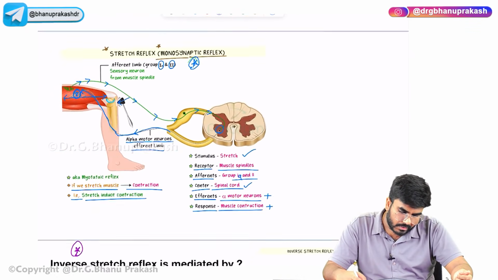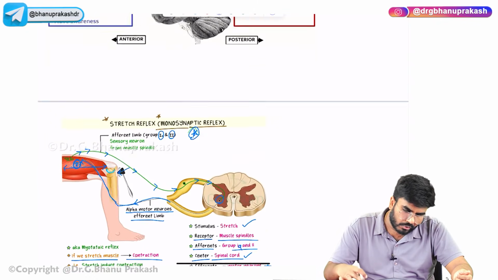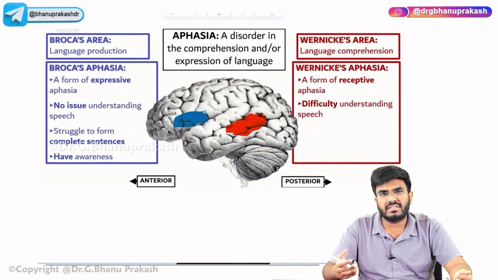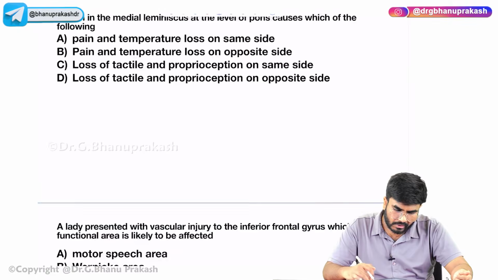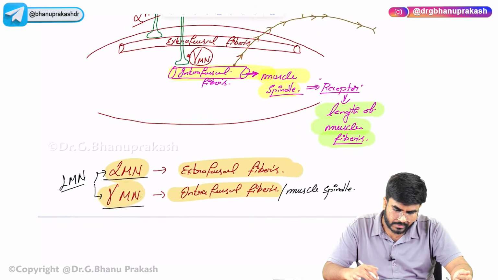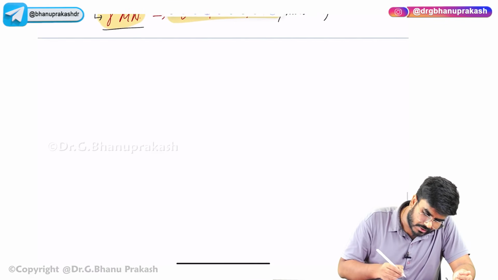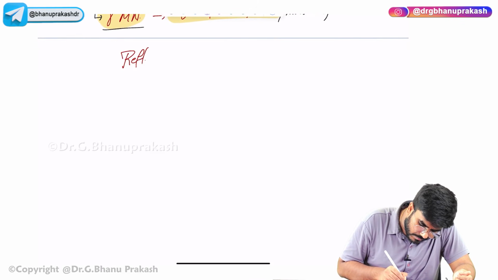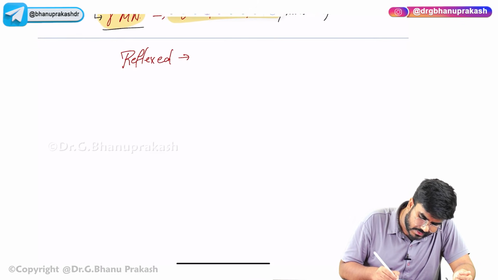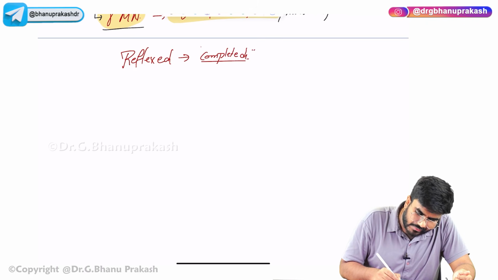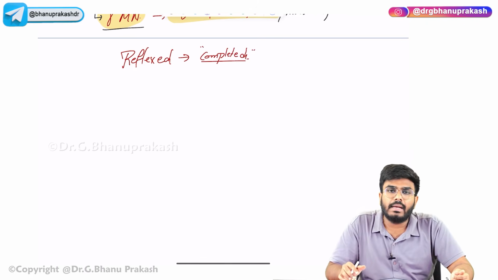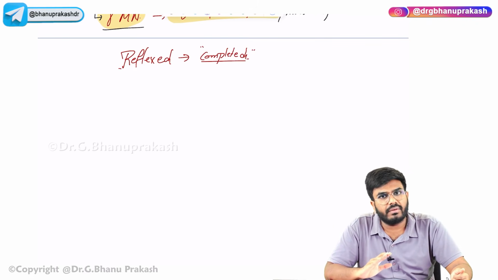Now look here, I have told you about this diagram, Broca's aphasia, Wernicke's aphasia, you already know it. Now let's continue with our topics. I have explained reflexes also, completed. What are the two reflexes that I have explained to you? Stretch reflex and inverse stretch reflex. Stretch reflex completed, inverse stretch reflex completed.